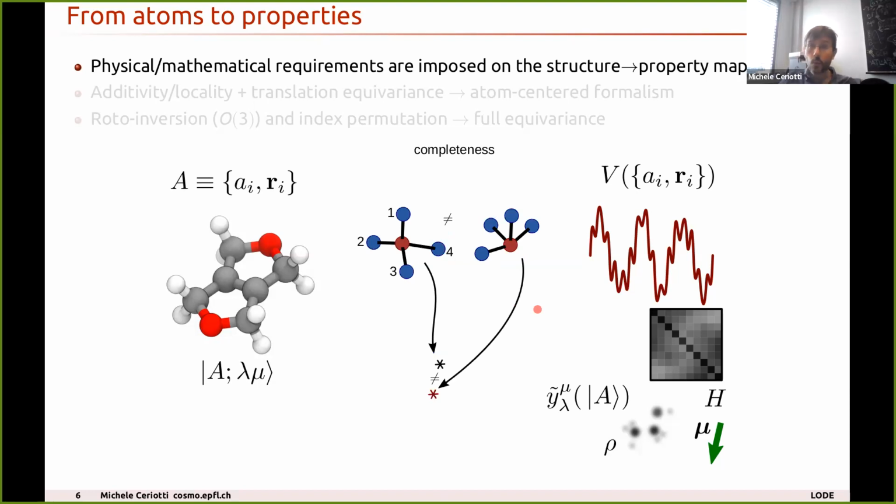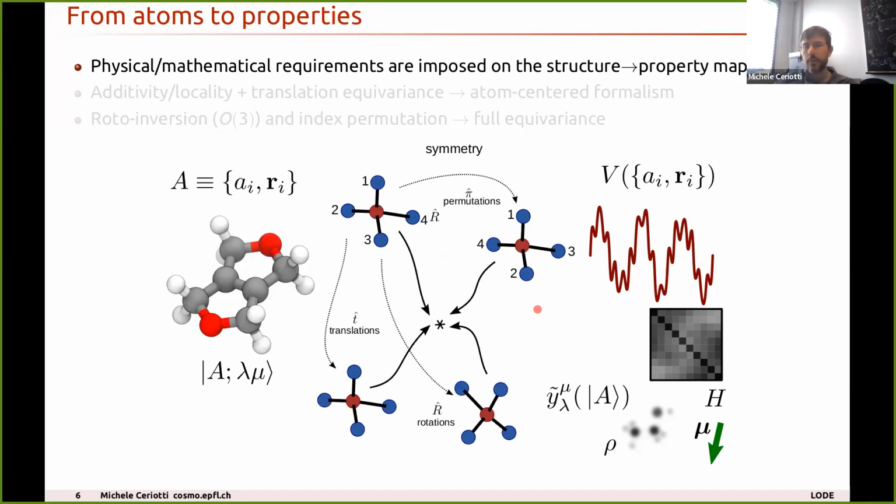An important requirement is that you want this mapping to be complete. So if you have two geometries that are different, it should be possible to predict that the properties of these molecules are not the same. And what makes this requirement not so trivial is that at the same time, it's very useful to make sure that the mapping is symmetric. And this is something which I think you are extremely well familiar with.